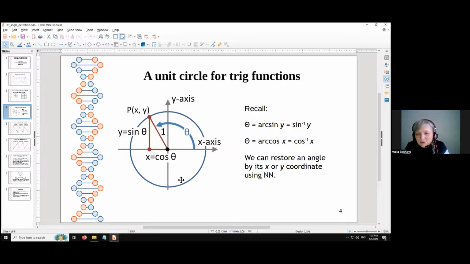Okay, unit circle. The unit circle is very convenient because we consider triangles which always have hypotenuse equal to 1, which means that projections to the x-axis and y-axis are exactly cosine and sine. Any questions about it?